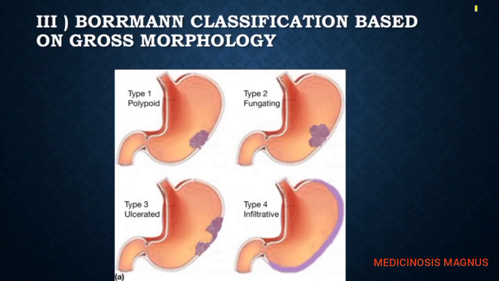Then the Borrmann classification is based on the gross morphology. If you see, basically type 1 is polypoid, that is a mass that is present in the stomach. In type 2, that mass is growing now. In type 3, it is ulcerated type, that is growing inside or ulcerated. Type 4 is infiltrative, all over the stomach, all layers involved, linitis plastica.